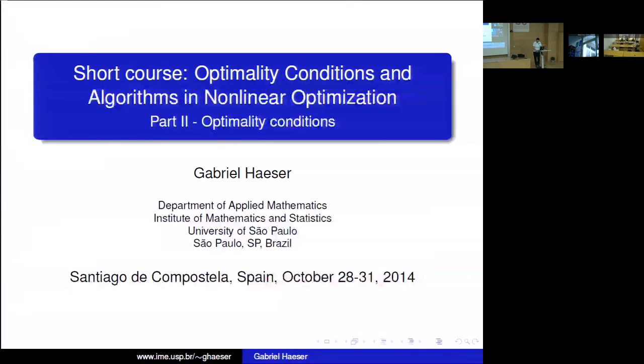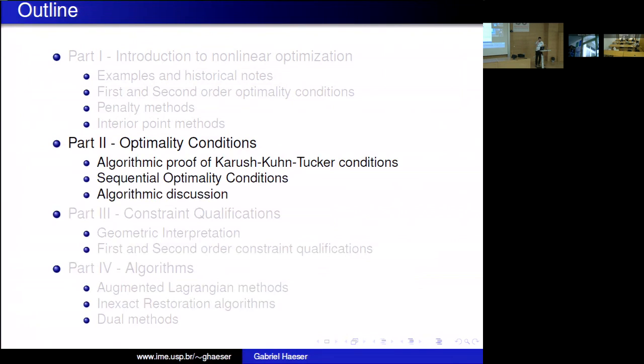Second lecture. This is the part on optimality conditions.